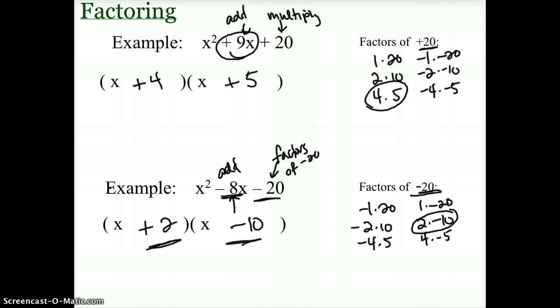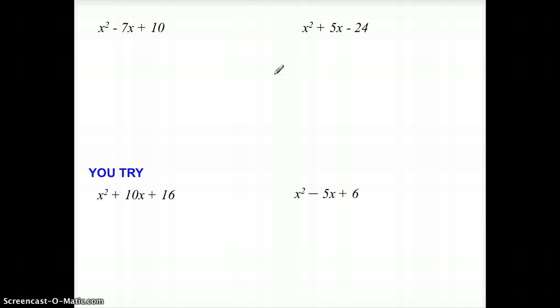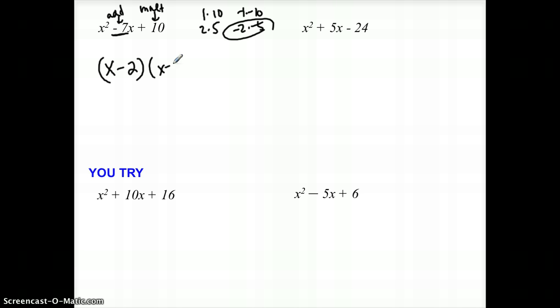Okay, so let's look at a couple more examples. What can we multiply to get 10 and add to get negative 7? So multiply to get 10: 1 times 10, 2 times 5, negative 1 times negative 10, or negative 2 times negative 5. Which one of the sets adds to give you negative 7? Negative 2, negative 5. So x minus 2, x minus 5.